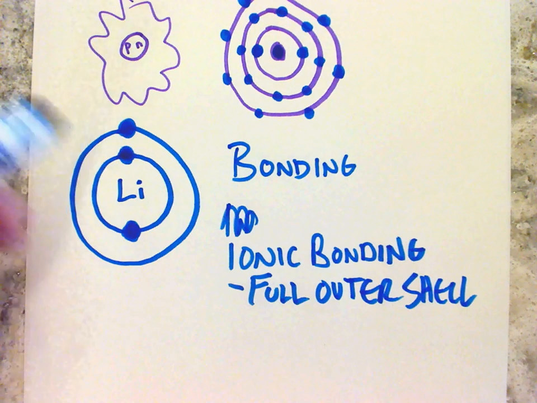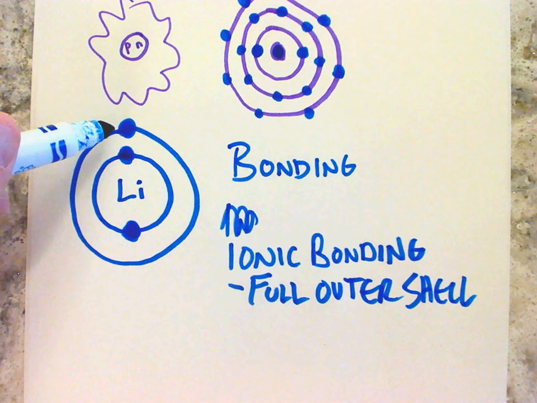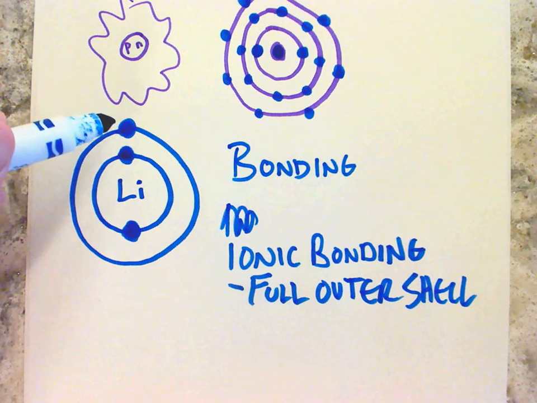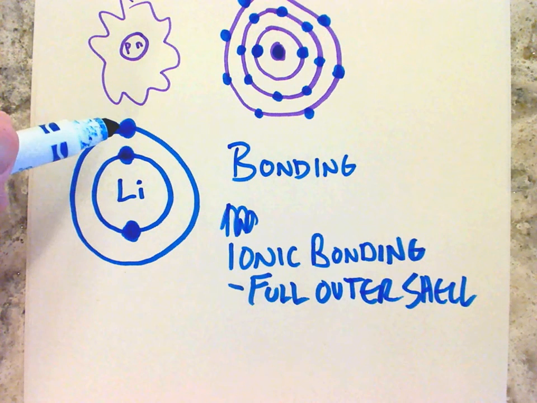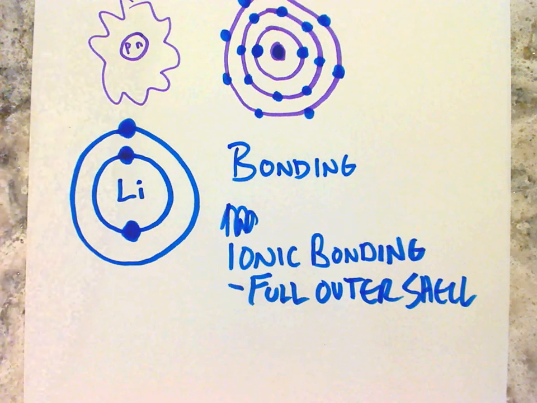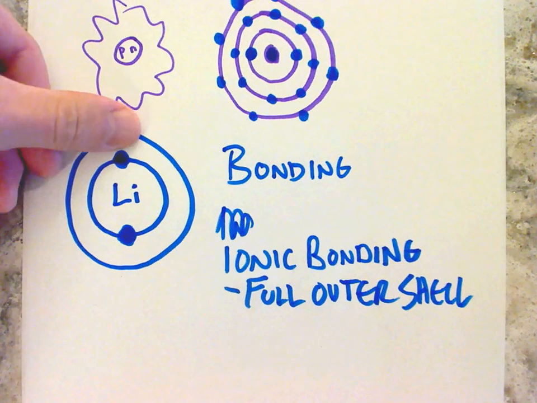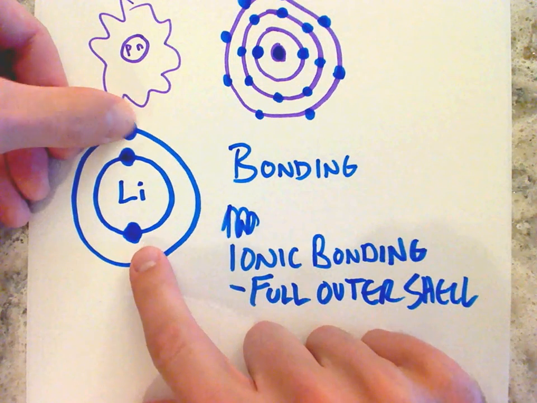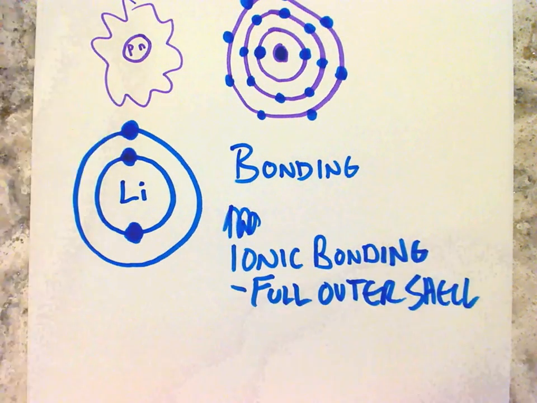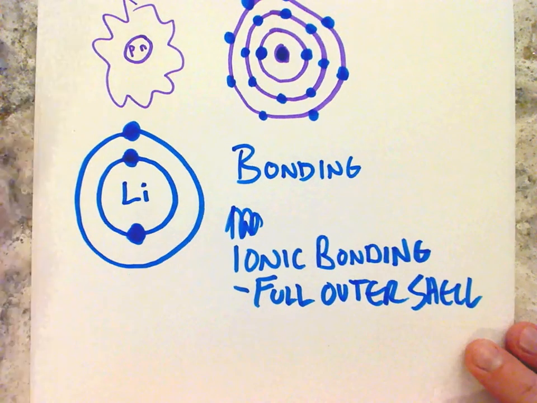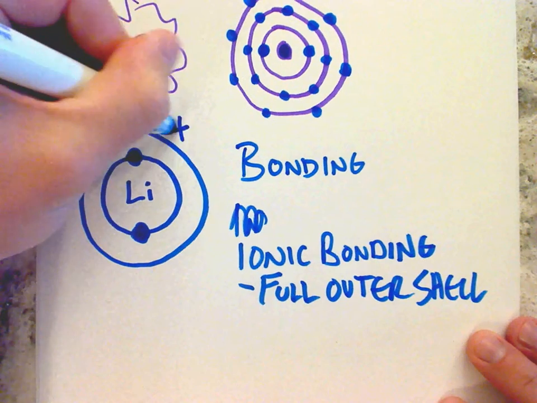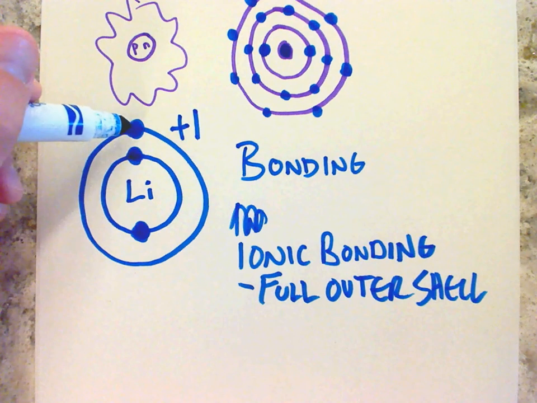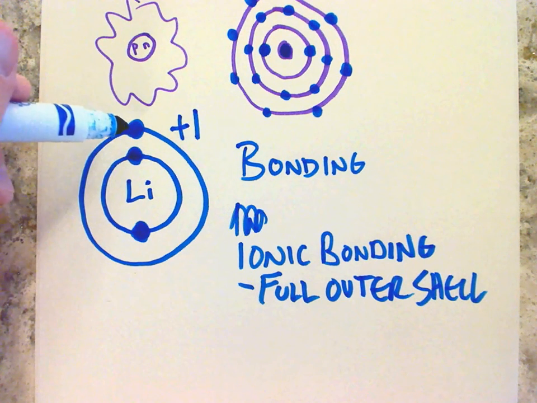If you notice, it definitely doesn't have a full outer shell. It's only got 1. What it's going to look to do is it's going to look to transfer. It's going to look to give this electron away. And if it's able to give this electron away, then look at what happens. We basically take away this outer shell because it no longer is needed, and we end up with a full inner shell. And so it's going to look to get rid of this 1 electron right here. And so what we're going to say that lithium has is a charge of +1. And what that +1 actually means is that it's looking to give away this electron. It has 1 extra electron that it wants to get rid of. So that's going to be a +1 charge.